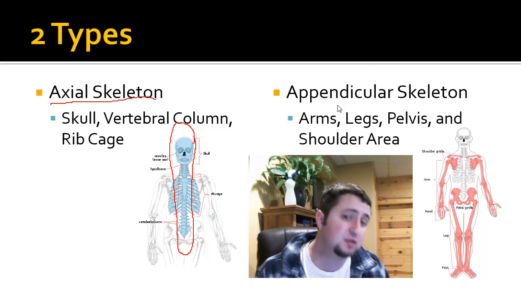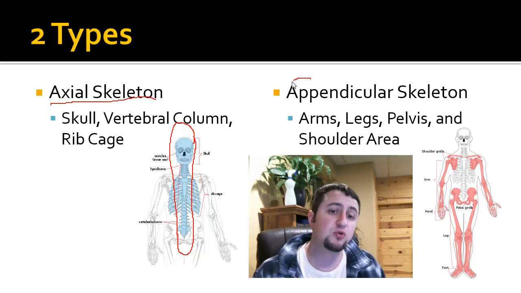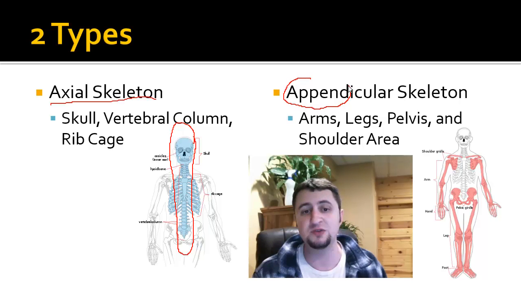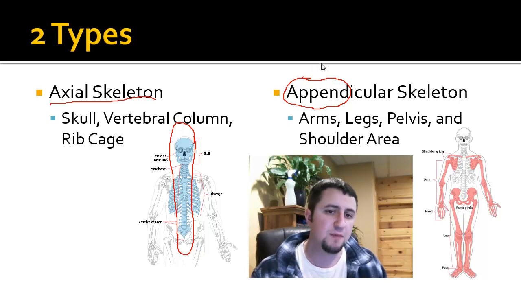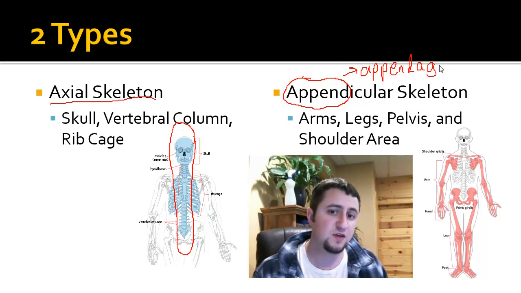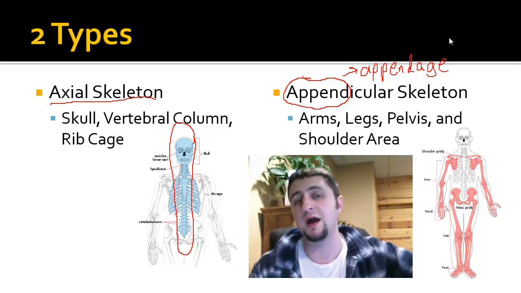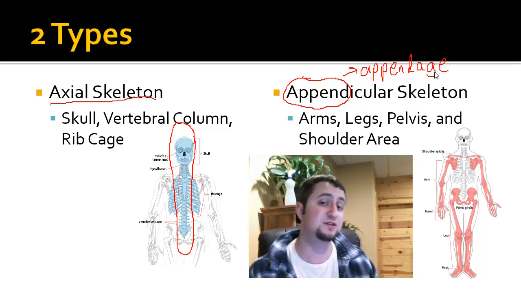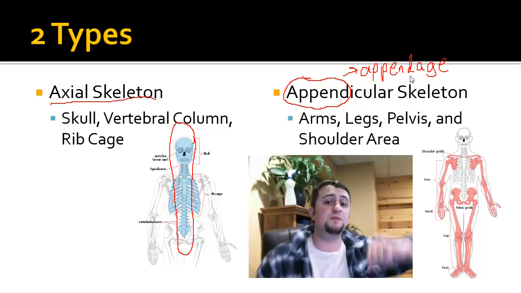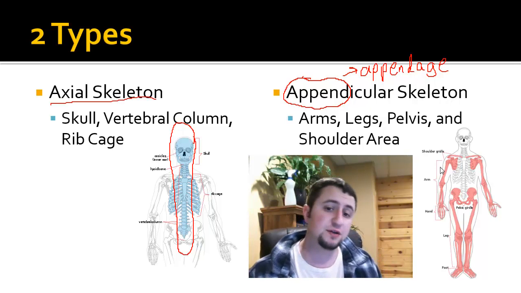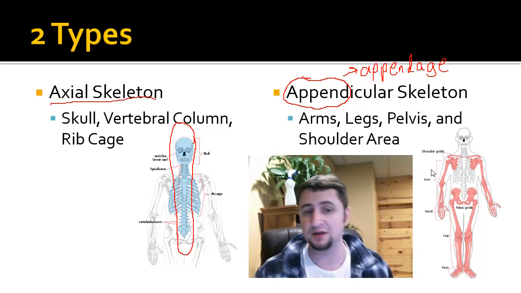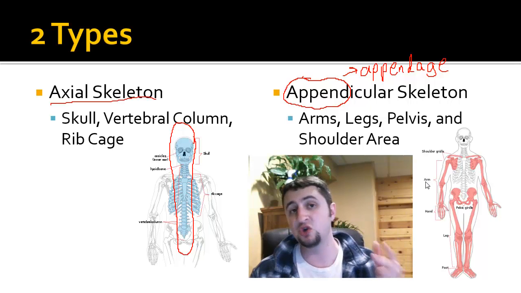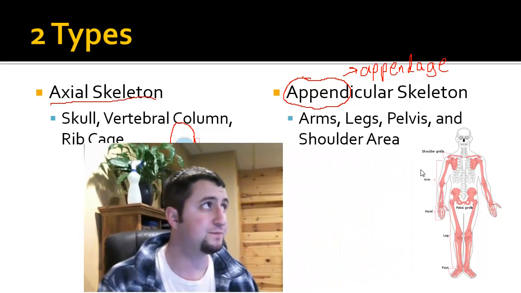The appendicular skeleton, use your root words here. Once again, I always say the best way to learn science is to learn the root words. Think append or appendage. If you know what an appendage is, this word might help you be able to figure out the appendicular skeleton. An appendage is your arms and your legs. The appendicular skeleton is your arms and legs. It includes the pelvis and the shoulder areas as well.